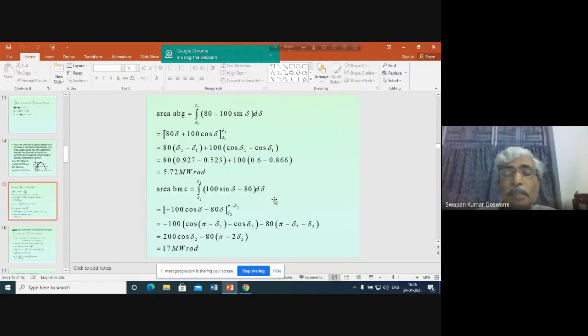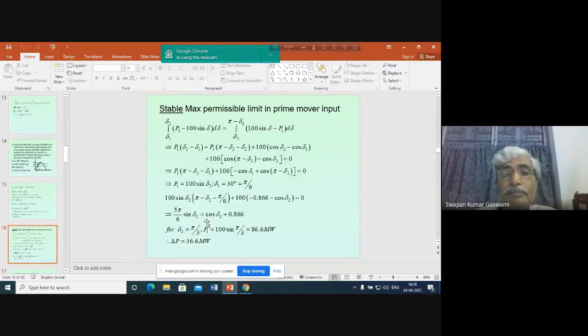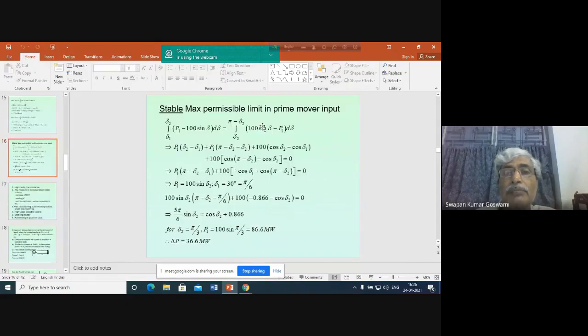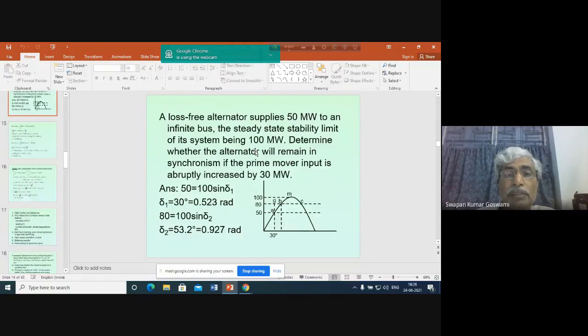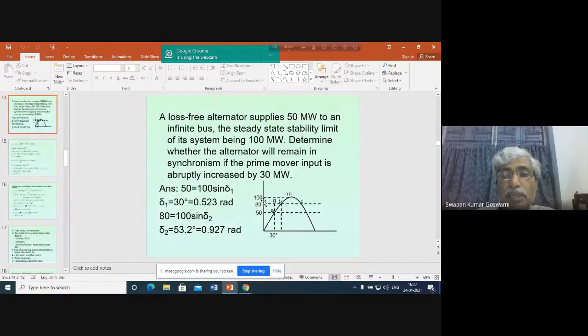Okay, if you want to find that, say the limit of increase in input power is somewhere here. That is not equal to 80 megawatt. So it is somewhere, say at this point, above 80, somewhere here. And say that angle again, it is delta 1, and somewhere here the angle will be delta 2. We want to find how much will be the limit of the increase in the input power.